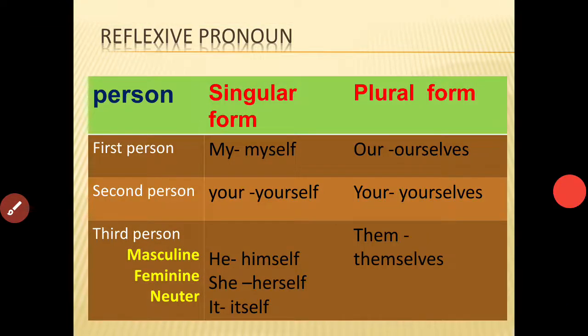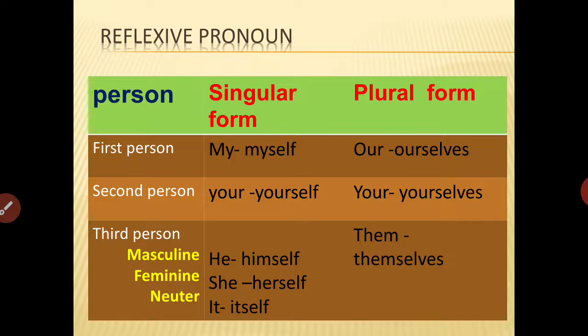Same way, reflexive pronouns are also divided into singular form and plural form. Copy down this table in your class workbook. Now, first person, second person. As you know, there is no gender bifurcation in first person or second person, but in third person there is a gender bifurcation only in singular form, and the plural form is common for all the genders.